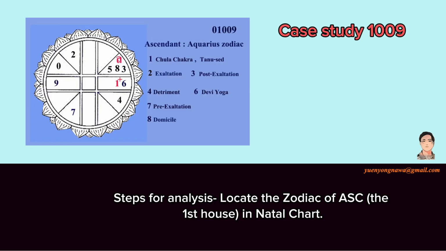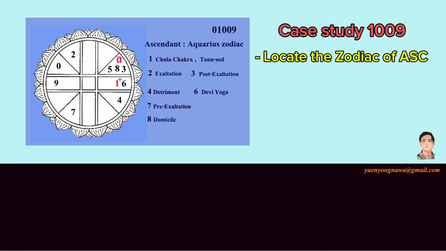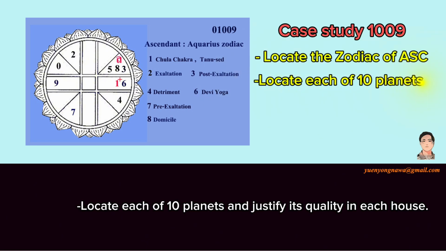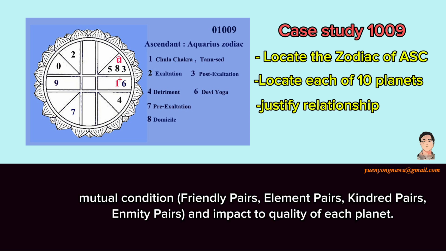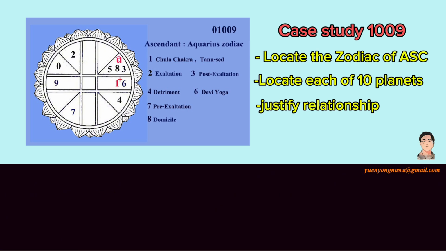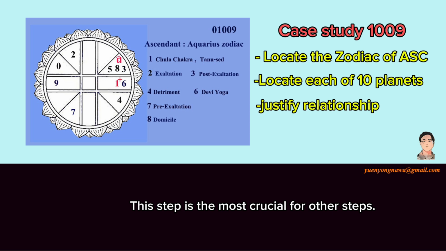Steps for analysis. Locate the Zodiac of ASC, the first house, in natal chart. Locate each of 10 planets and justify its quality in each house. Justify relationship between Planet-ASC and Planet-Planet in terms of aspect, conjunction, opposition, sextile, trine, mutual condition, friendly pairs, element pairs, kindred pairs, enmity pairs, and impact to quality of each planet. This step is the most crucial for other steps.